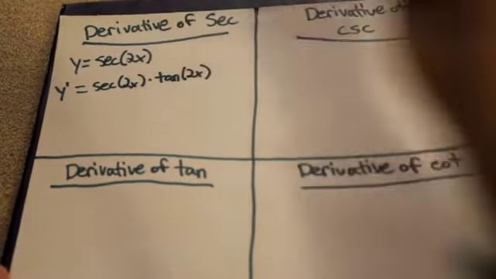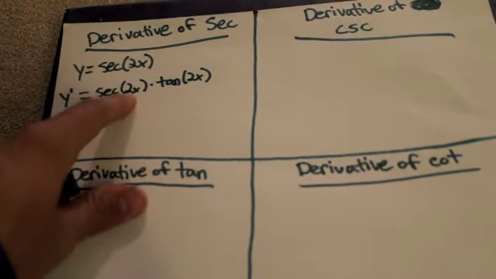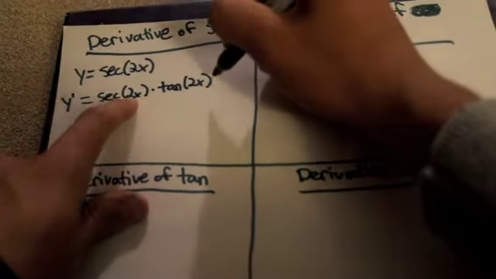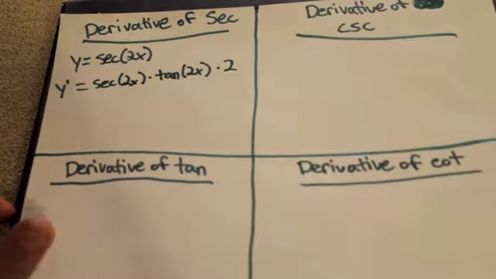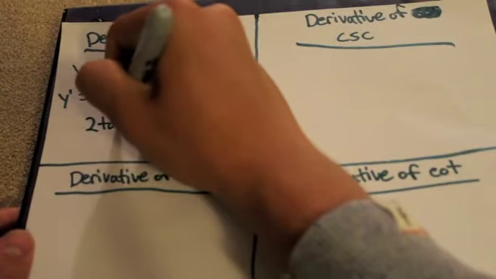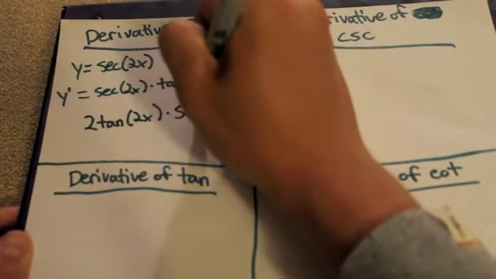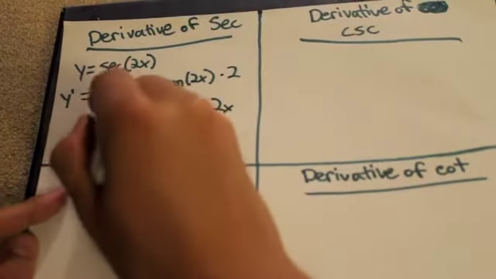To rewrite this, you would have secant 2x times tangent 2x, and then just like the chain rule, you would take the derivative of the inside. The derivative of 2x is just 2. From there you can write that out differently if you want, and it would be 2 tangent 2x times secant 2x. And that's all you need to do to find the derivative of secant.